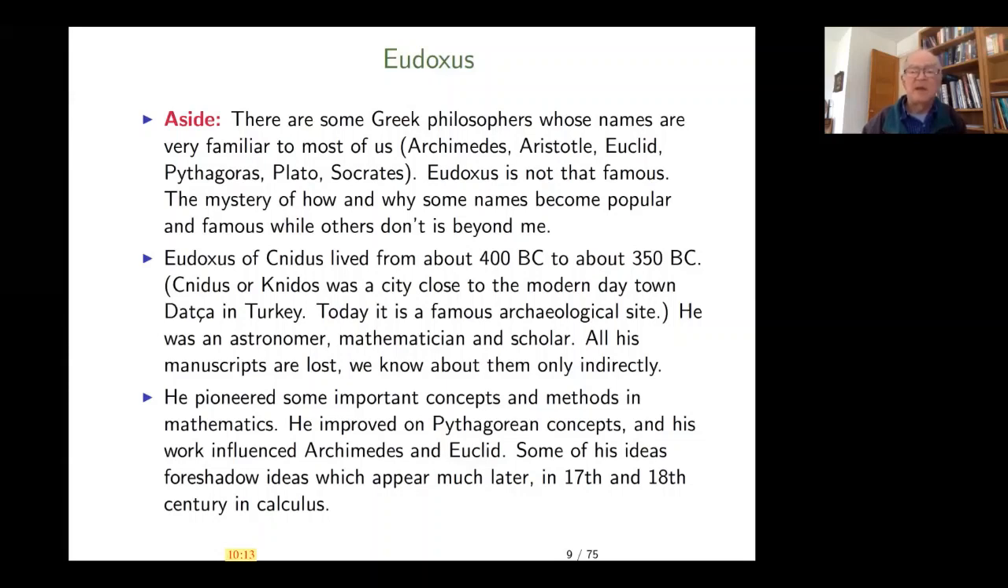Eudoxus pioneered some very important concepts and methods in mathematics while mostly studying astronomy. So he improved on many of Pythagoras' concepts, and his work influenced Archimedes and Euclid. Some of his ideas foreshadow ideas which appear much later, in the 17th and 18th centuries, in calculus.